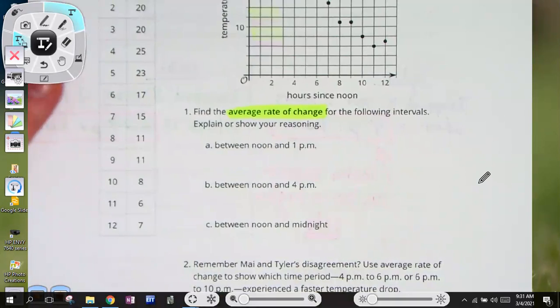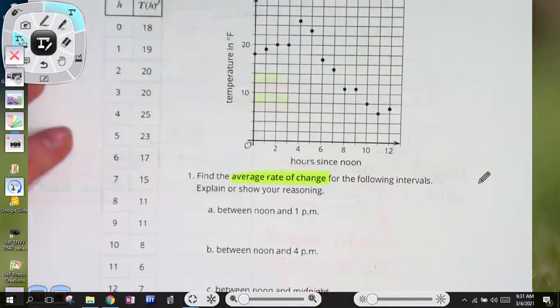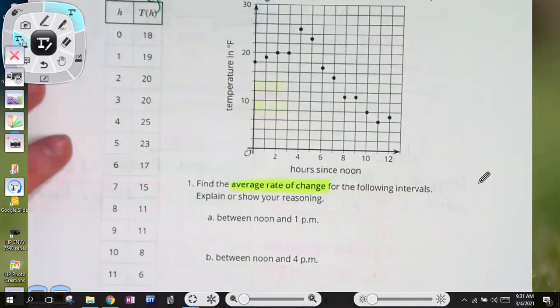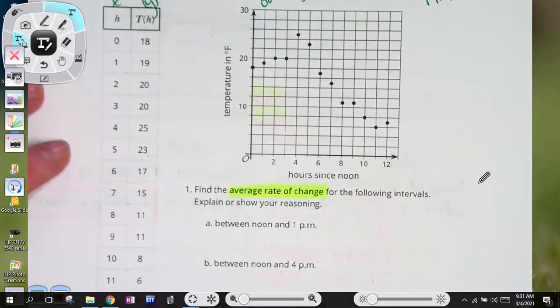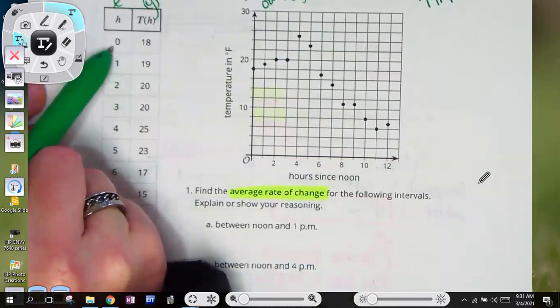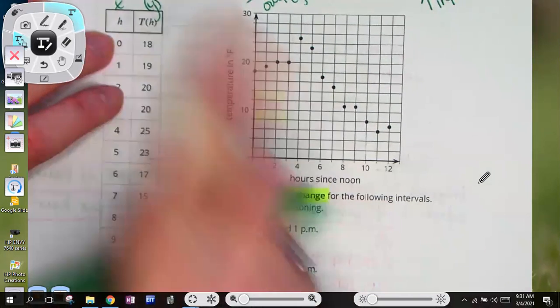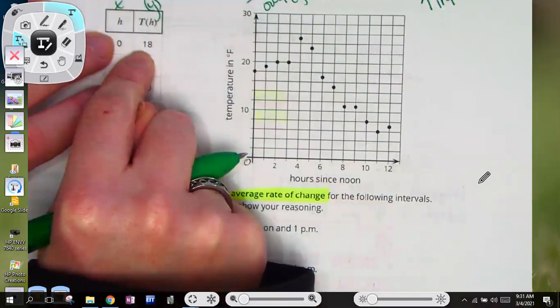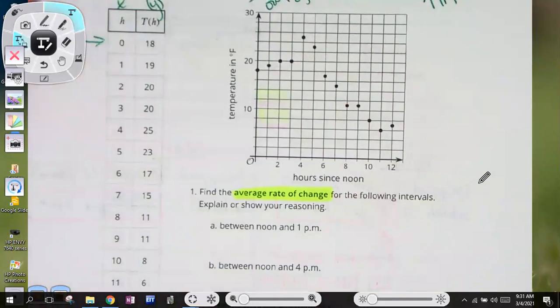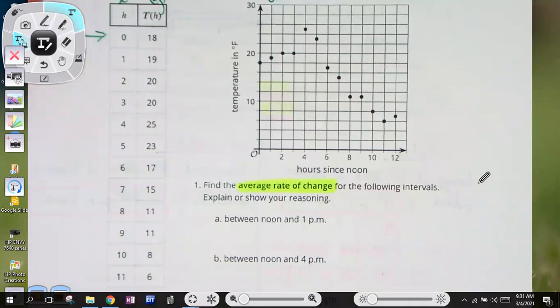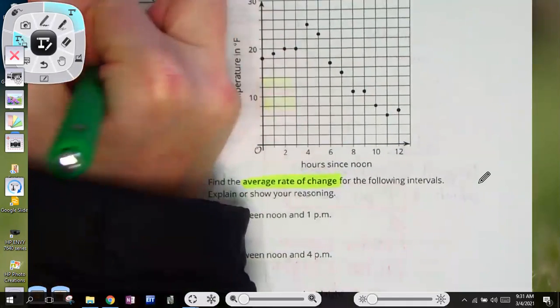So this is the time since noon. Where am I going to find noon? At 0. At 0, what was my temperature? 18. So I'm going to look there. Boom, 0, 18. All right, what is my temperature at 1 p.m.? 19.